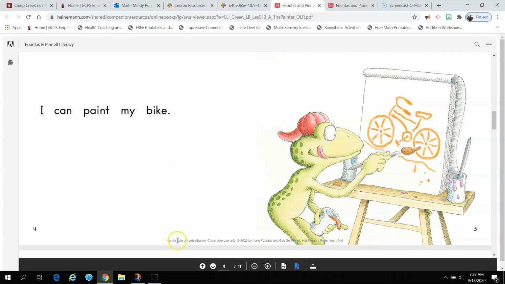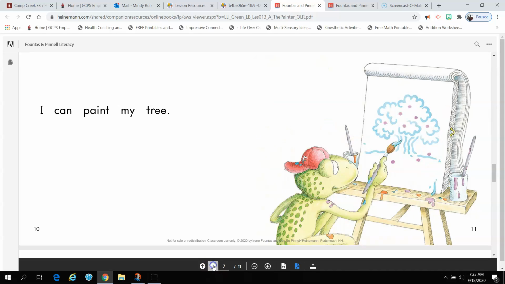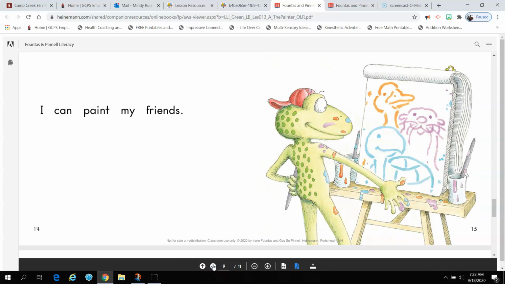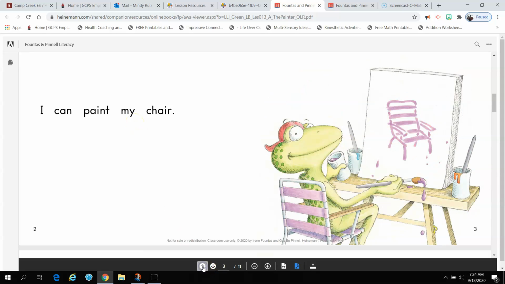All right, now we're going to skip way ahead to this page. What do you see? You see Froggy's friends. So he's going to say, I can paint my friends. All right, remember the two words we're working on? Do you remember this one? Can. What's this one? My. Good job.